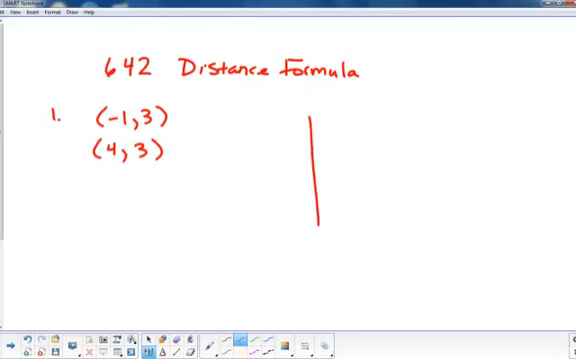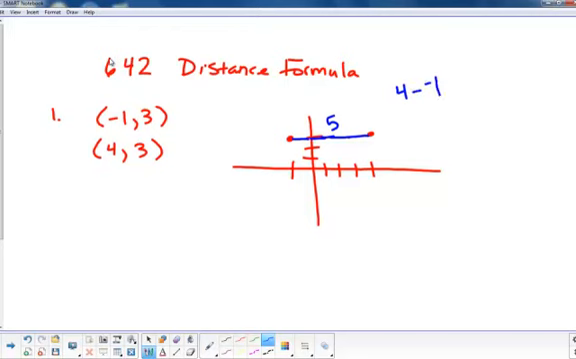So if you think about a graph, -1, 3 is right here. 4, 3 is right here. So this distance is 1, 2, 3, 4, 5 spaces. We can figure that out by doing 4 minus -1. So if we subtract our x's, the x2 minus the x1, we'll get our distance. Again, if you remember, this is your x1, y1 because that's your first point, and your x2, y2 because that's your second point. So that is our distance between the points because the y's are the same.